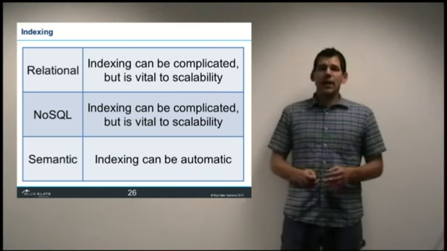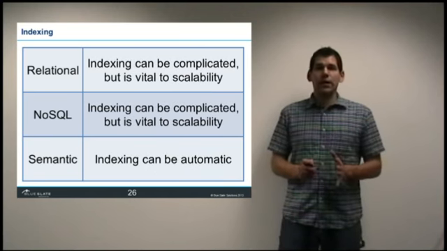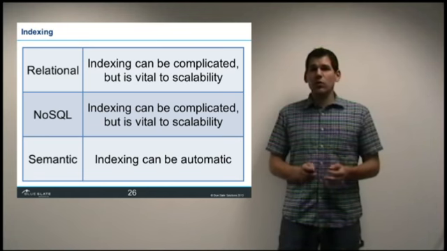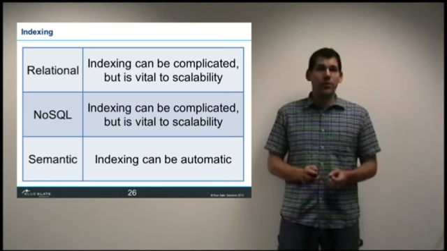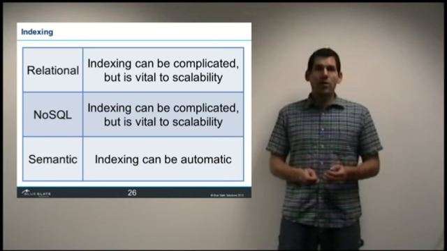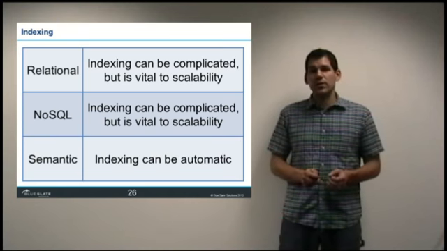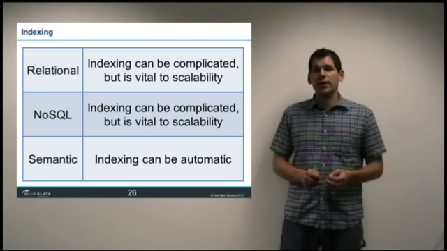On the indexing side, with relational, you have to use indexing in order to achieve performance, but it can be complicated. So you really do need an expert to help you get those indexes right if you want a relational system to behave the way you think it should. With NoSQL, it suffers from a similar complexity in doing the indexing. Again, it's vital that you do your indexing properly, even in a NoSQL system. Even though it's comprised of key value pairs, you still have to make sure that you're indexing correctly.